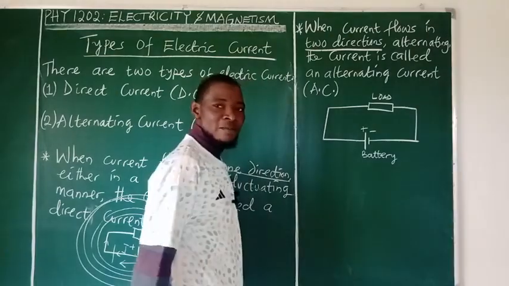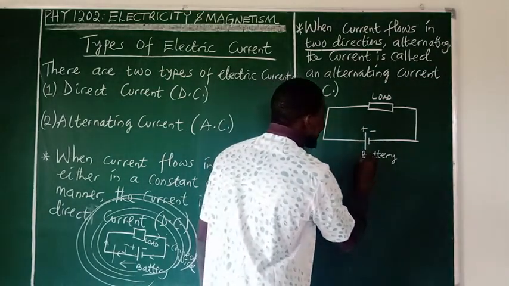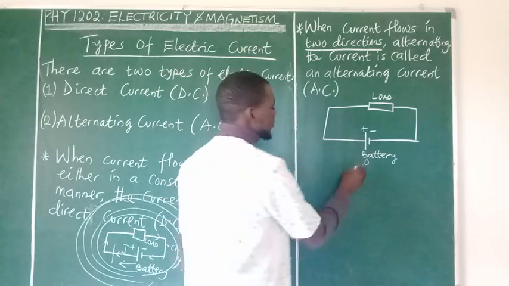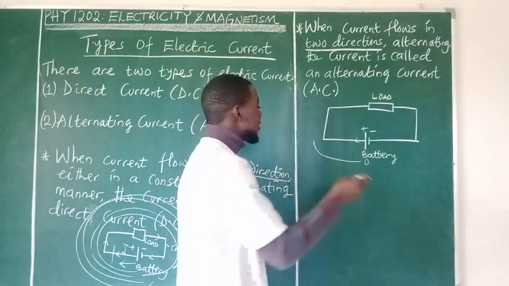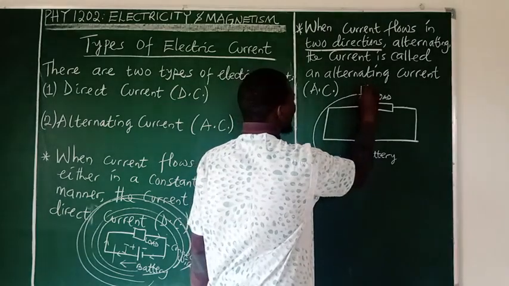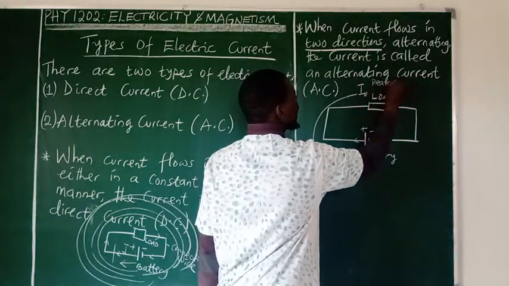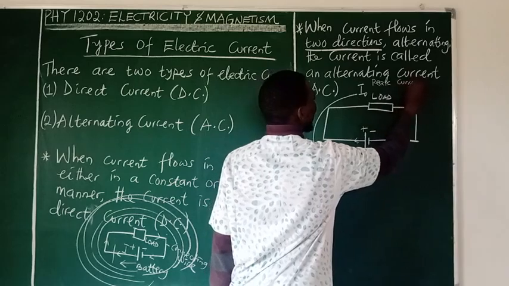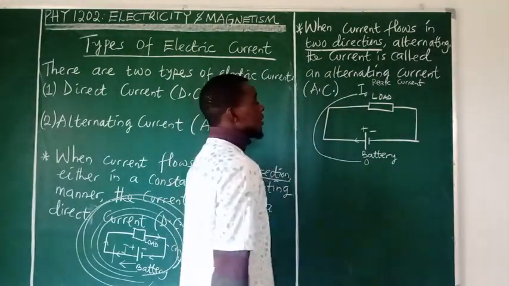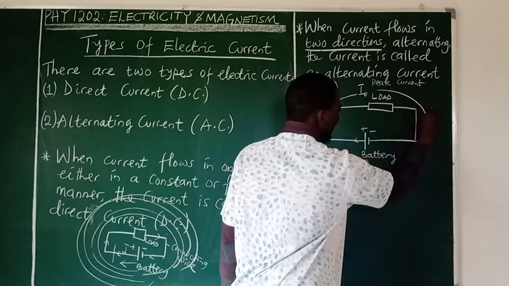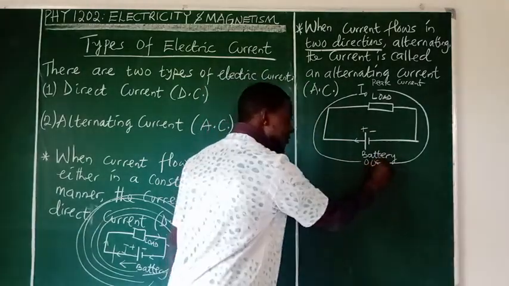Positive terminal, negative terminal. Now, if it is AC, at this positive terminal, it is 0. The value of the current is 0. Then the current flows in this direction and the value is increasing until it reaches a maximum value that we call I naught. I naught means peak current. Peak value of the current, meaning the highest value you can have for that current. After reaching this peak value, it will now begin to drop again, and when it reaches the negative terminal, it is 0 again. You see?